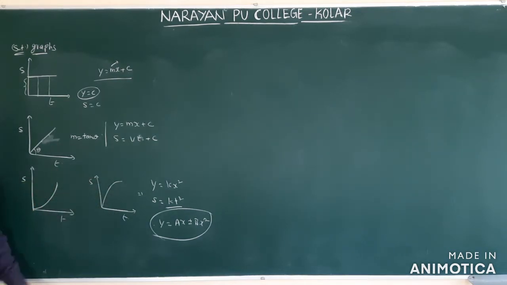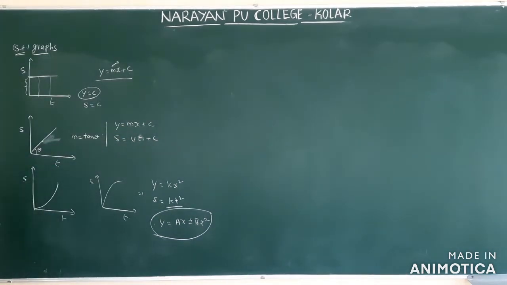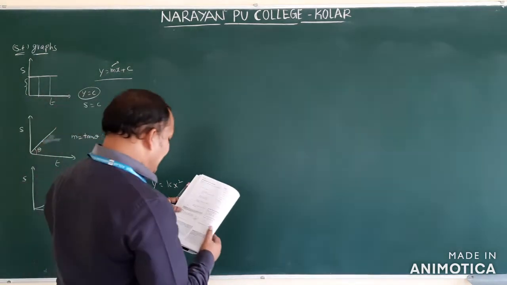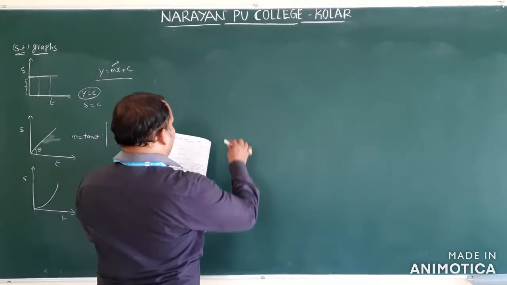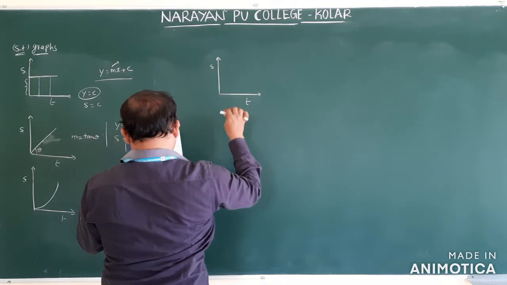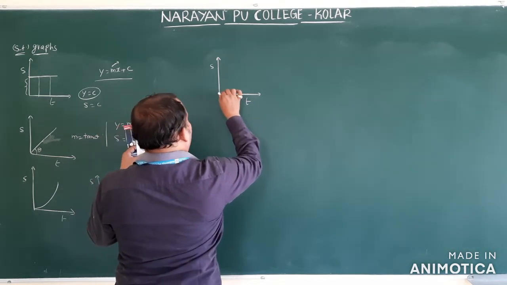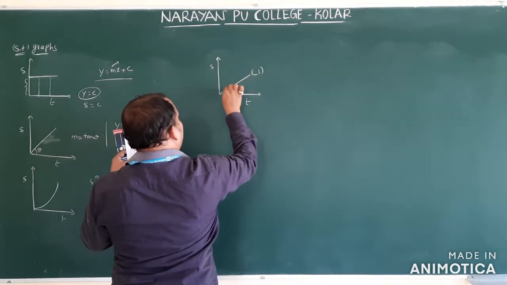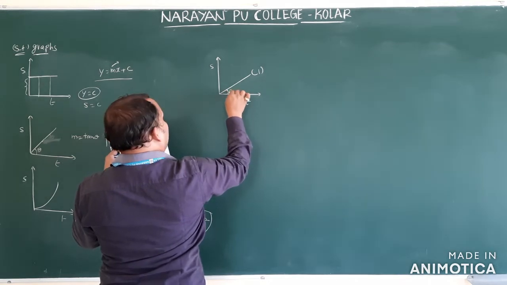Next, they are going to give examples as problems. See example 25. In example 25, they give two displacement time graphs for two particles, shown in the diagram. Find the ratio of their velocities. They give one graph, s versus t. Number 1 is making 30 degrees.